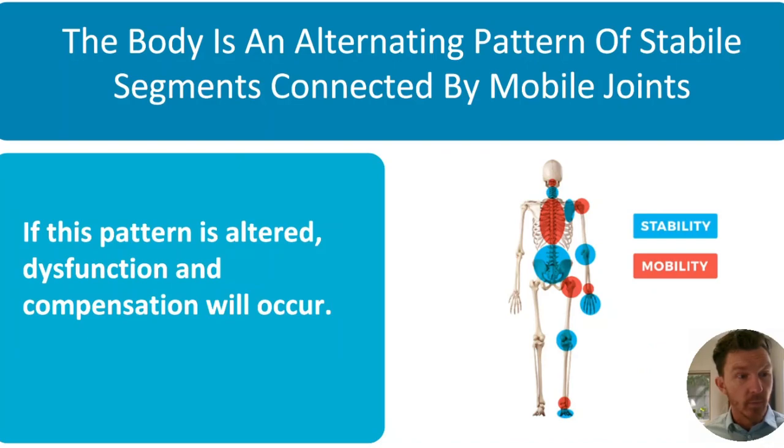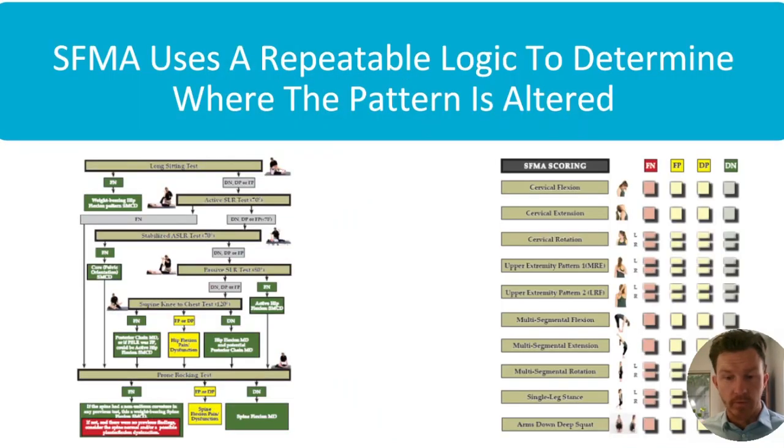So really what we're looking at in the SFMA, and the beauty of the SFMA, is looking for these patterns of mobility and stability. And so the 7 movements will assess different regions of the body and assess if there is a correct amount of stability and mobility in the body. And you can see it's kind of an alternating pattern, which I'll go into soon.